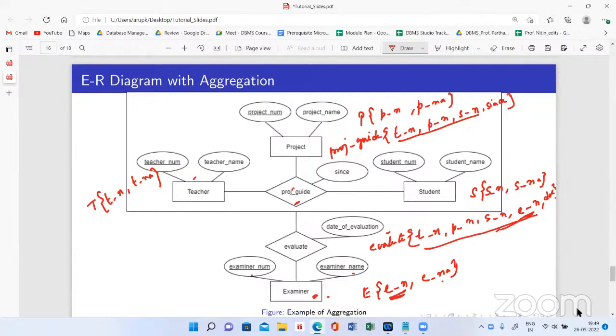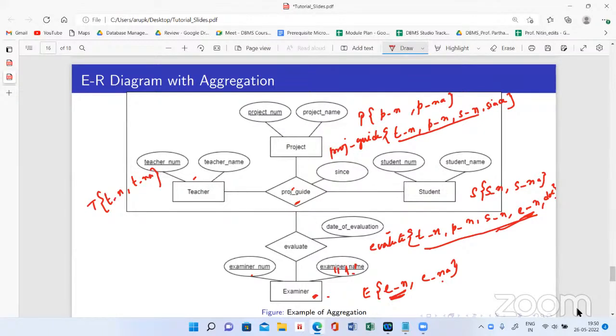Okay, now in the diagram. Oh, sorry, I have drawn it wrong. Yes, please correct it. Please remove that. Examiner name definitely cannot be a primary key, right? That makes sense. Okay, no problem.